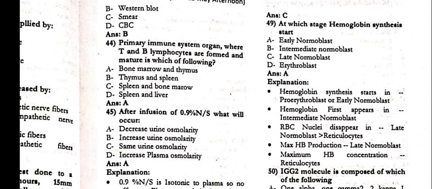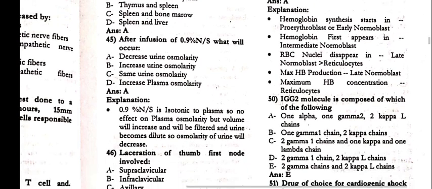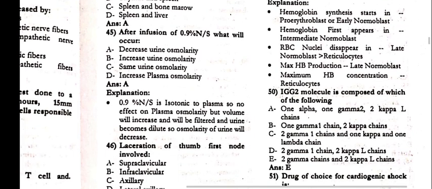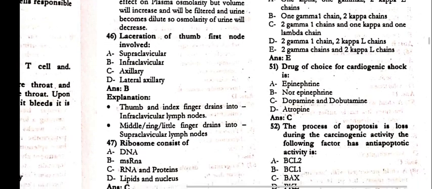44, the primary immune system organ where T and B lymphocytes are formed and mature is which of the following? The bone marrow and the thymus. 45, after infusion of 0.9 normal saline, what will occur? Decreased urine osmolality. 46, laceration of the thumb. First node involved will be the infraclavicular.